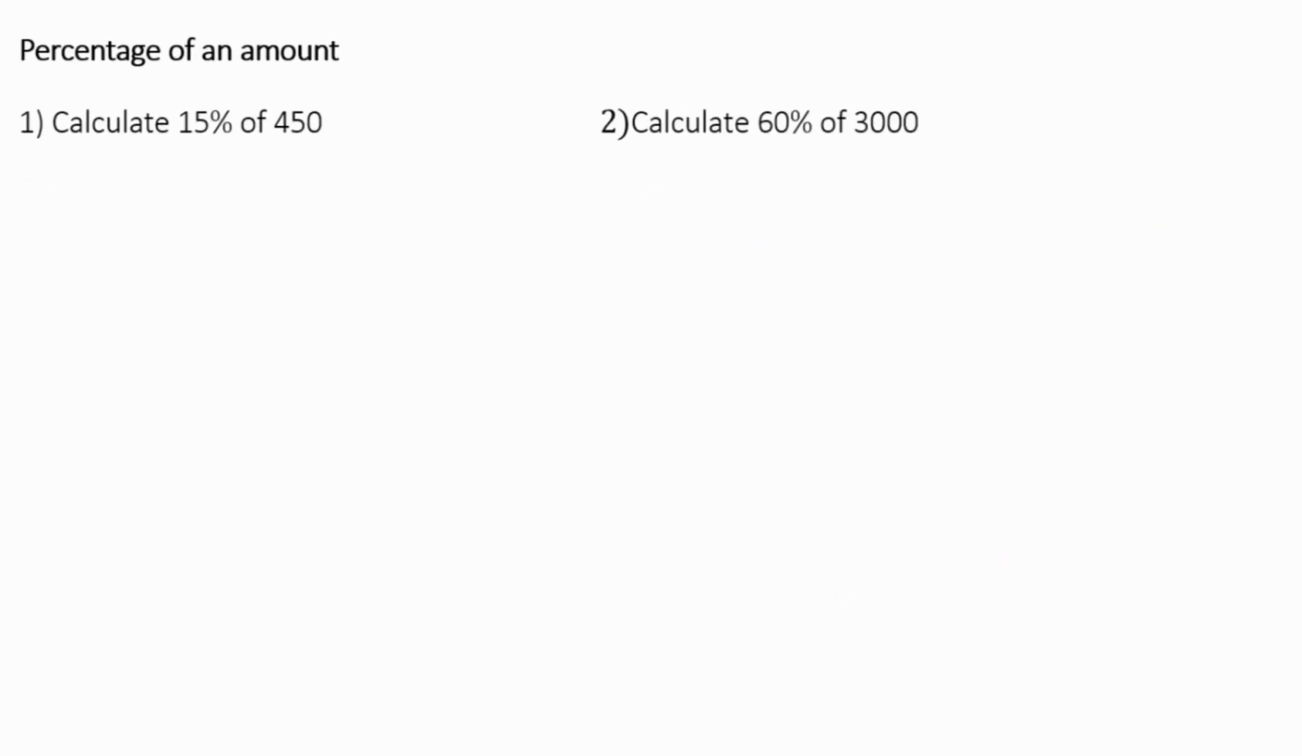To find the percentage of an amount, we are first going to write the percentage as a fraction. So 15% can be written as 15 over 100. Of means we are multiplying, and 450 is what the amount is. So 15% of 450. So what we are going to do is first put my 450 over 1, and now we are going to multiply the numerators.